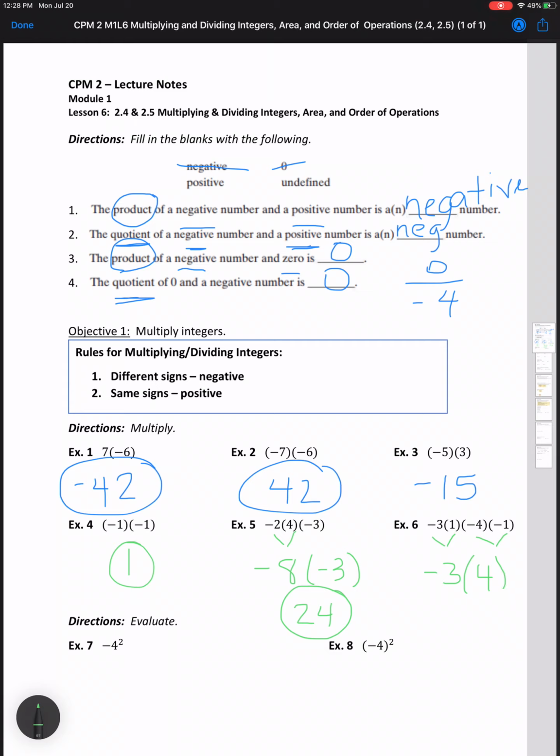4 times 1 is 4. We still have numbers to multiply together, so negative 3 times 4, signs are different, so it's a negative. 3 times 4 is 12. Final answer for example 6 is negative 12.